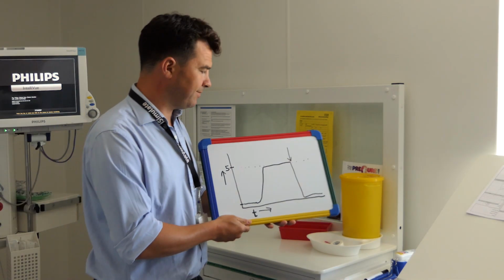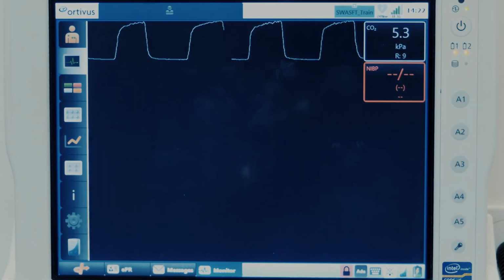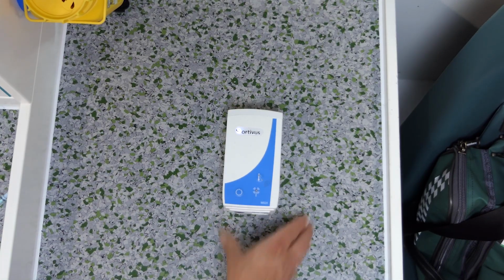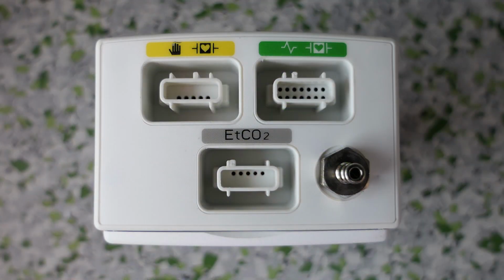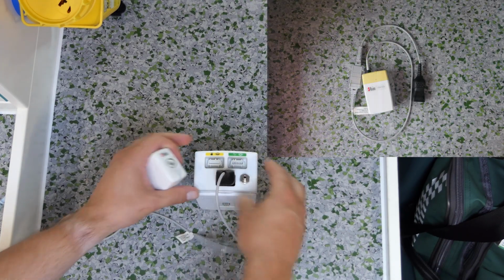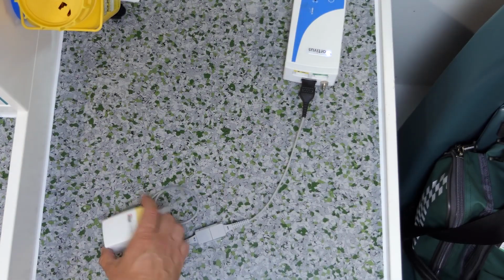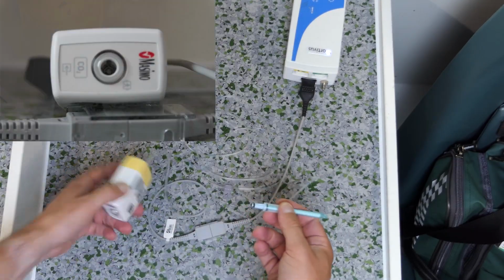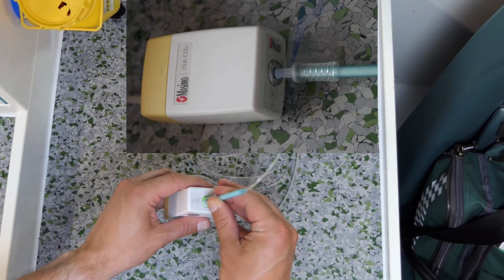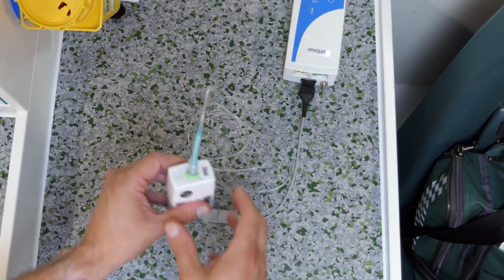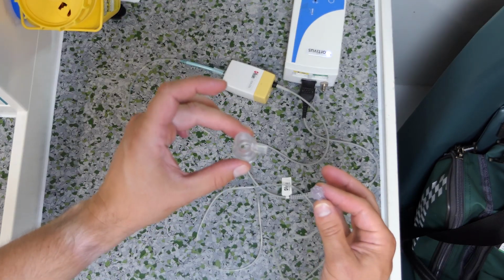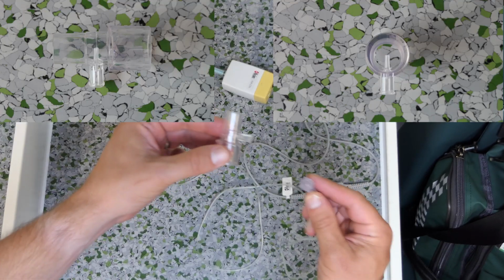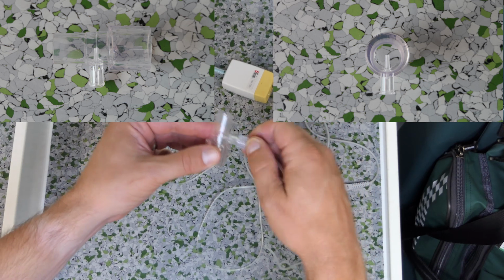Thanks very much. Now let's look at connecting the equipment. Firstly, take the Autofus monitoring unit and find the end-tidal CO2 port. Connect the end-tidal CO2 analysis unit to the monitor using the port. Next, take the sampling line and insert the lance into the end-tidal CO2 analysing unit. When correctly inserted, a green light will appear. Connect the sampling line to the T adapter and tighten gently.